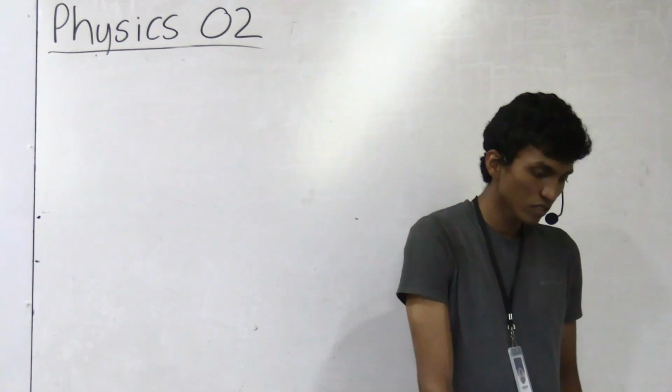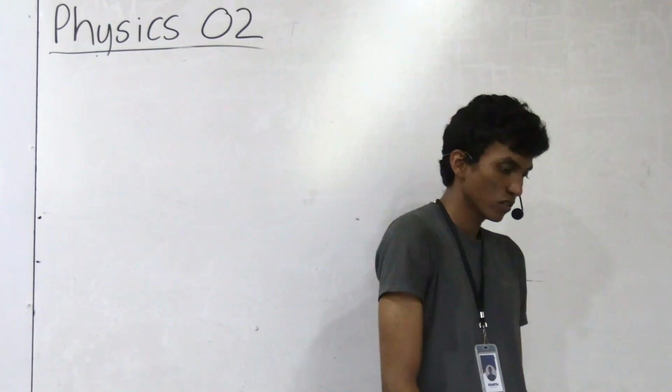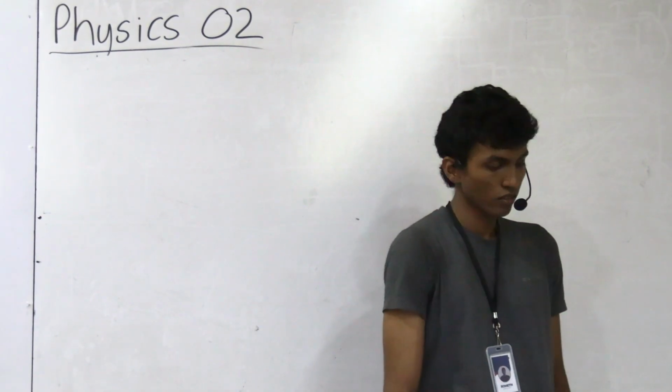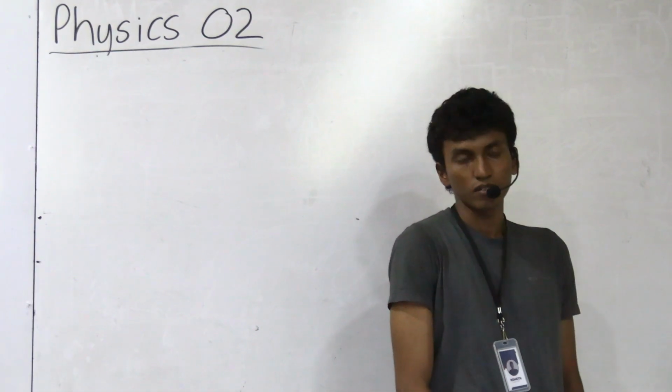B. Heat reaches the earth from the sun by radiation. So in question number 4, this was tested. It is true. Heat reaches the earth from the sun by radiation.